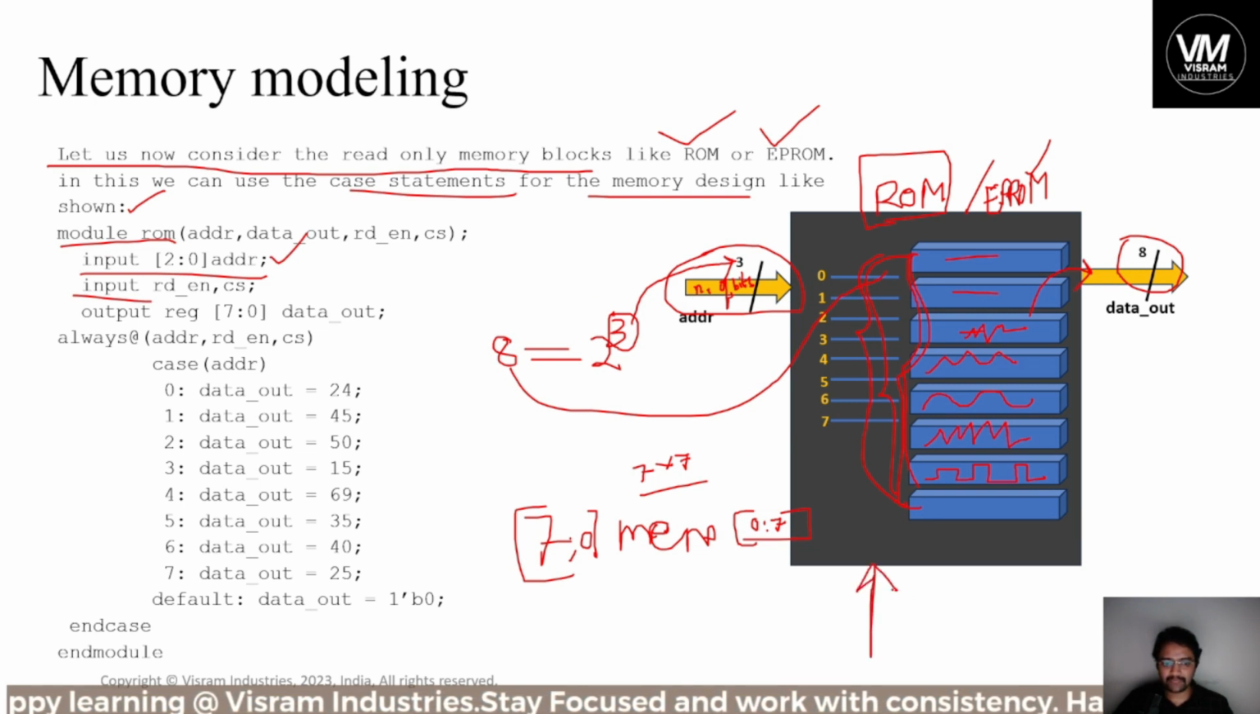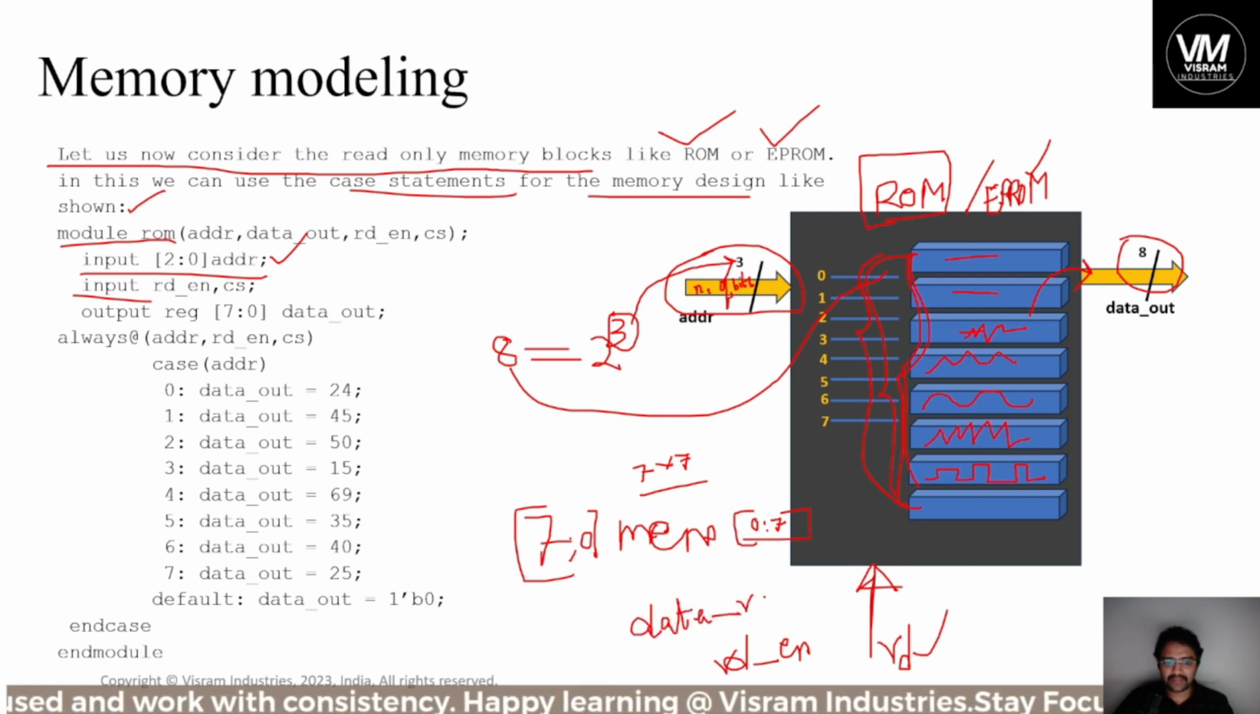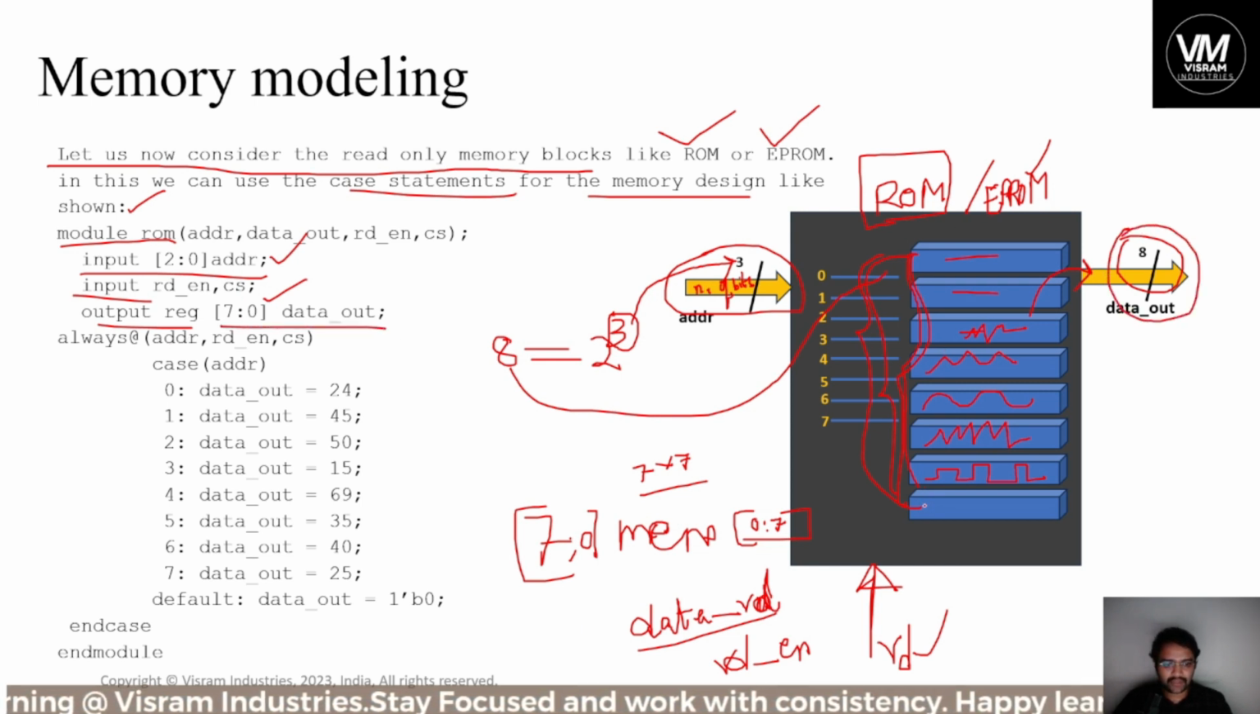So you will have a read signal as in the earlier design: read underscore enable, or data underscore read, anything; any name can be used. Output register data out. All outputs are registers, that is 8-bit data out, because you have 8 bits of data here. Those 8 bits should be sent through data out.